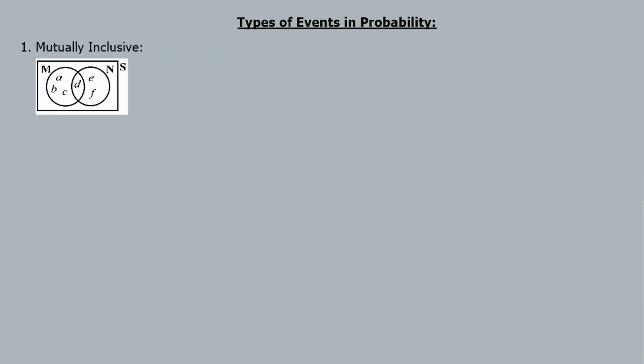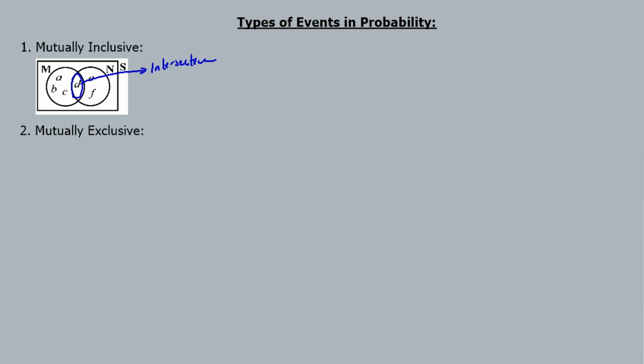So the different types. The first one is this one, mutually inclusive events. An example might look like something like this. In other words, we have what we call an intersection in mutually inclusive events. How do you recognize a mutually inclusive event? Intersection. You see the intersection.